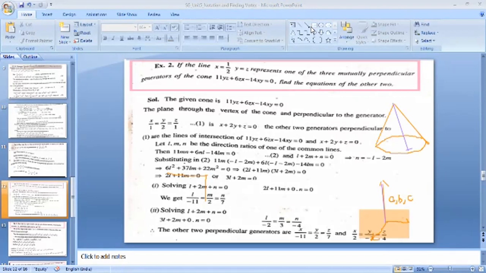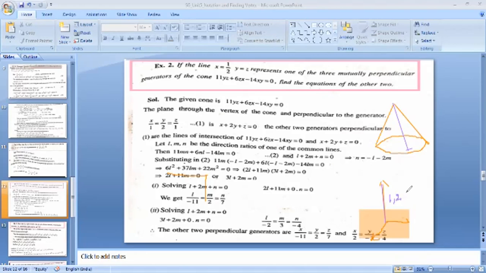As usual, here also we are going to consider the line. Where is the line? Now x by 1 equal to y by 2 equal to z by 1. Previously we had ABC, but here instead we have the direction ratios, which are nothing but 1, 2, 1.